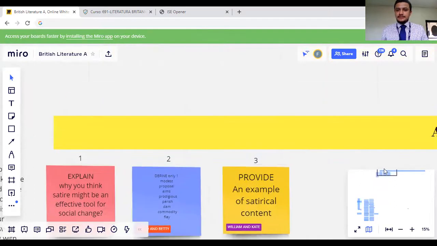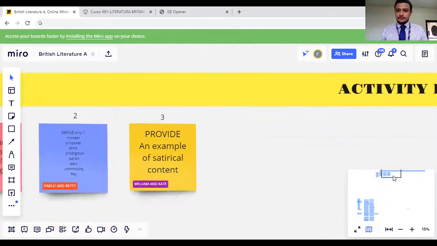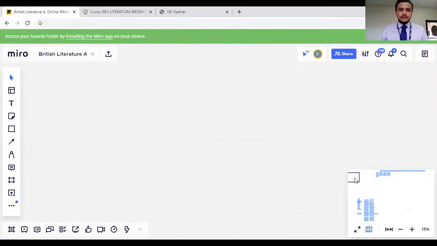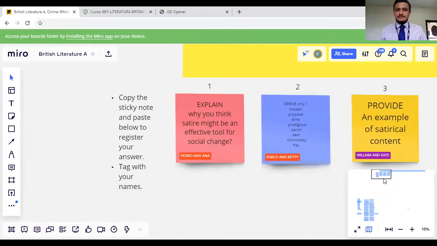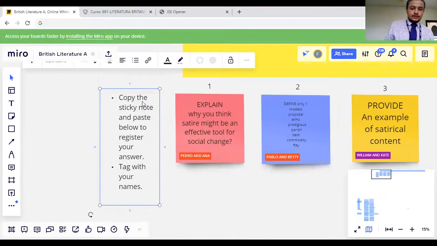In the activity section for today's lesson, I have the instructions here. You have three tasks for today's section. The first one is you're going to copy a sticky note and paste it below to register your answer.